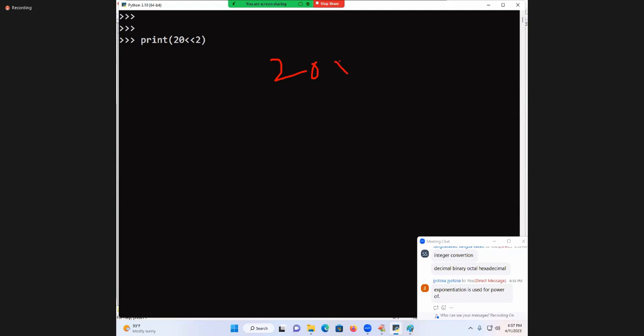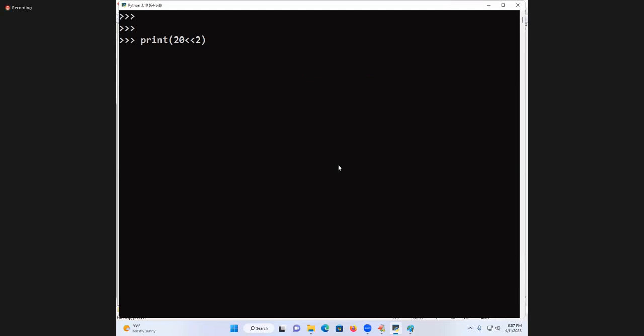What is now 20 into what? 2 to 2 square. 20 into what? 4 is called what? 80. If I don't respond to the wrong answer, students will think that it is correct. The same thing they will say in the interview also.